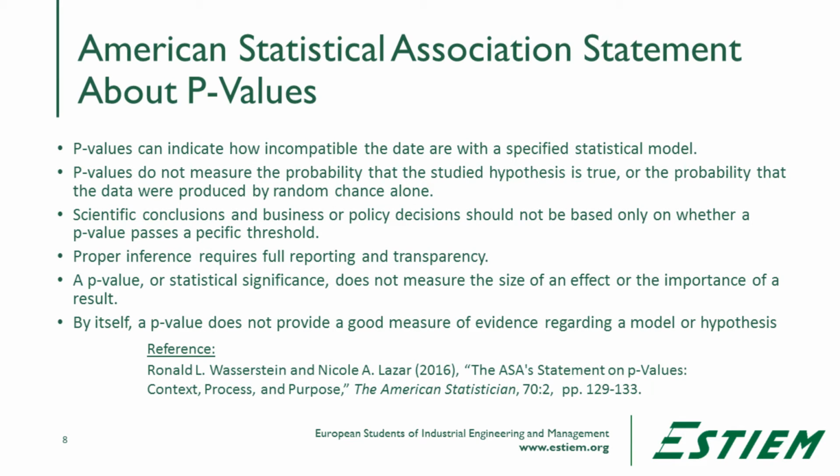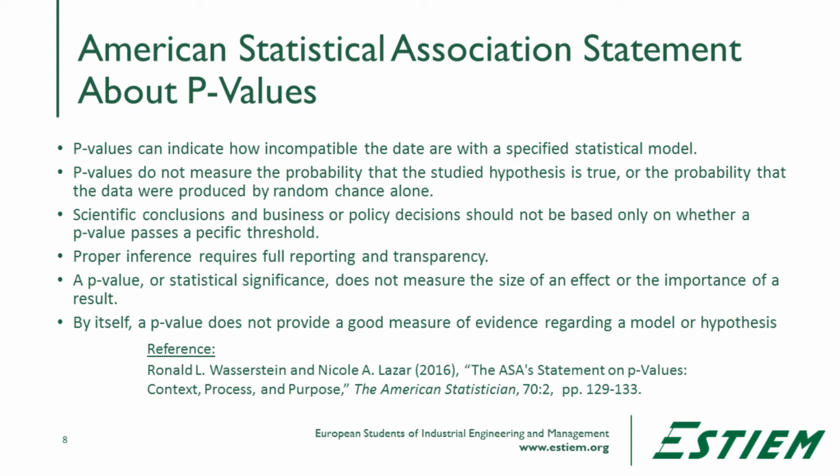First, a p-value can indicate how incompatible data are with a particular statistical model. And so it says the data is not from that model, p-value less than 0.05. P-values do not, though, measure the probability that the hypothesis studied is true, or the probability that the data were actually produced by random chance. We have no idea. So we have to go back to understanding how the sampling plan was done.